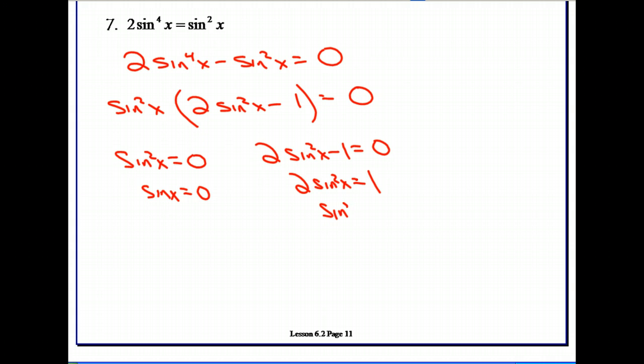Divide by 2. And this is like the problem we just did. Take the square root. And don't forget plus or minus. Square root of 1, I know it's 1. Square root of 2, I don't know. I'll rationalize this. I'll get square root of 2 over 2.